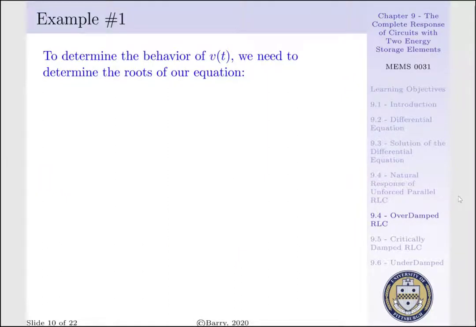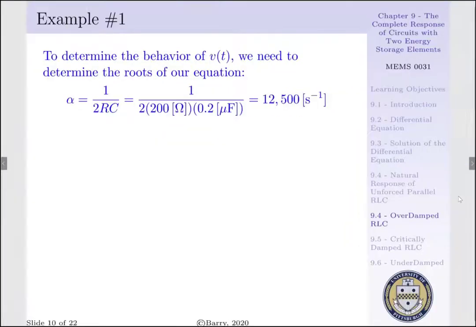Now, to determine the behavior of our voltage as a function of time, we need to look at the roots of our equation, i.e. we need to populate lambda 1 and lambda 2 such that we can solve our second order ordinary linear differential equation. To do so, alpha is equal to 1 per 2RC, where we'd have 1 per 2 times our resistance, 200 ohms, times our capacitance, 0.2 microfarads, or alpha is equal to 12,500 seconds to the minus 1.